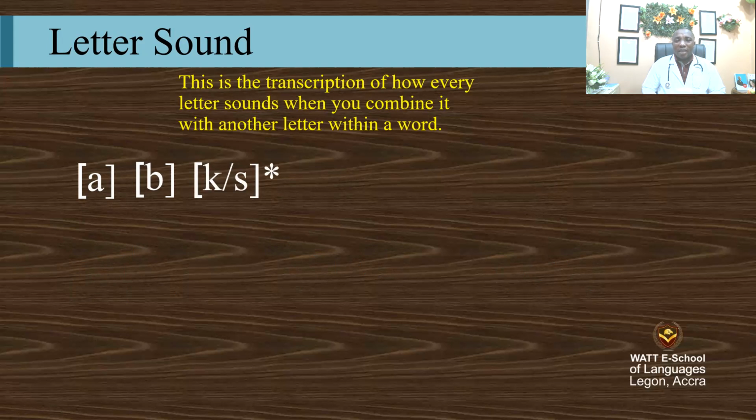In this case, the C has two different sounds depending on the letter that follows the C. It can be k, it can be s. Da, da. E, e.